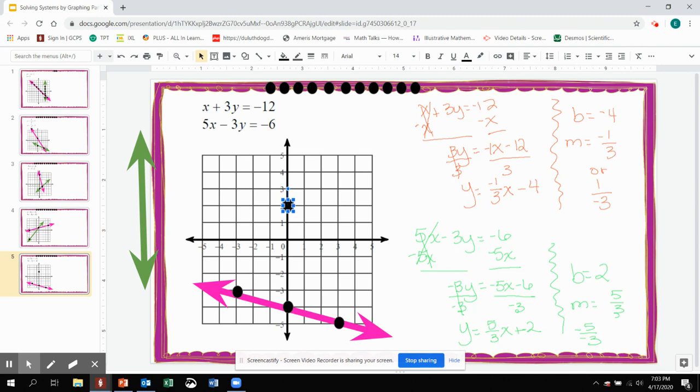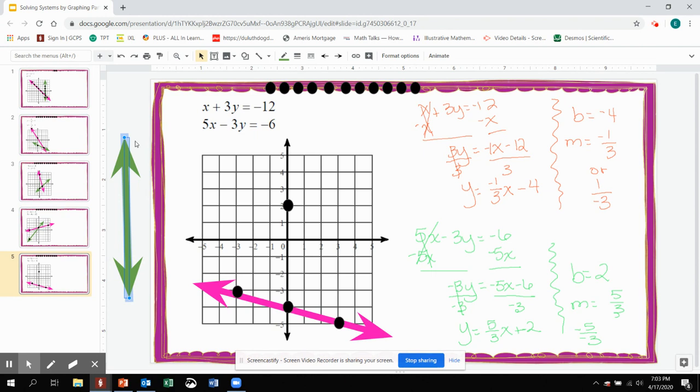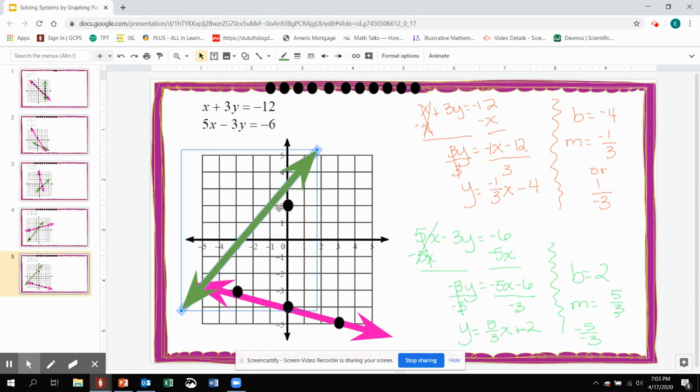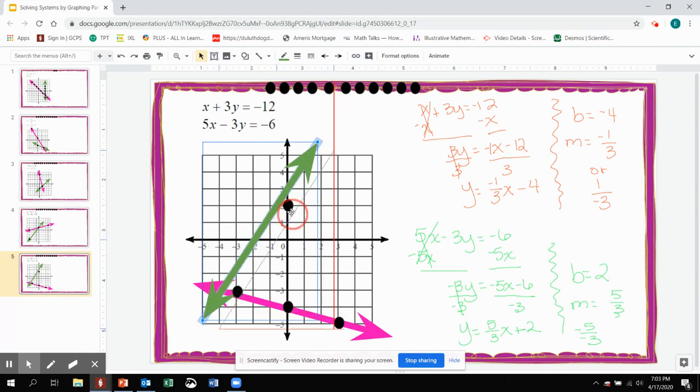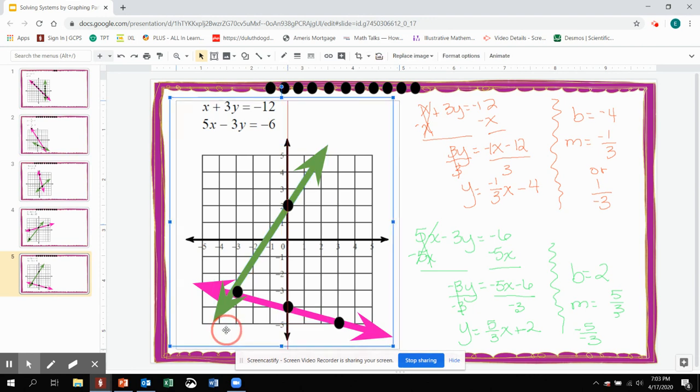So for this one, I'm going to go down 5. So down 1, 2, 3, 4, 5. And then I'm going to go left 3 because it has a run of -3. So I'm going to go left 1, 2, 3. And when I do that, I intersect with my first line. So I'm going to graph those points. So I will connect them with this line. I'm not doing that great of a job, but you get the idea.